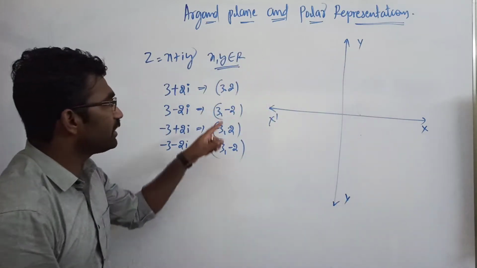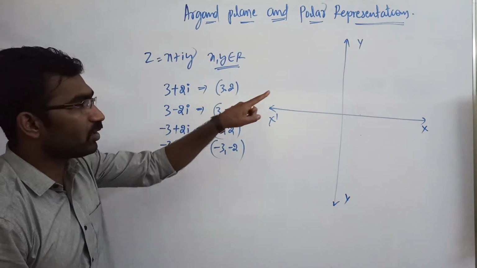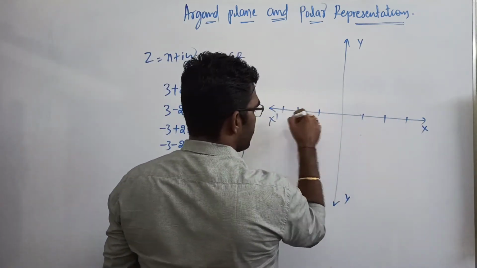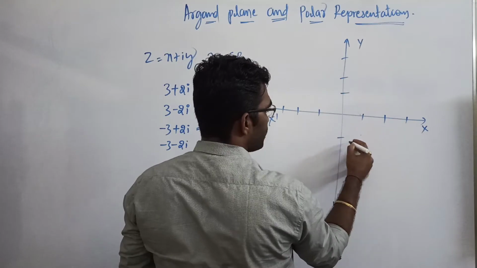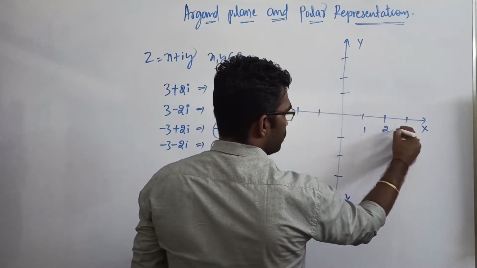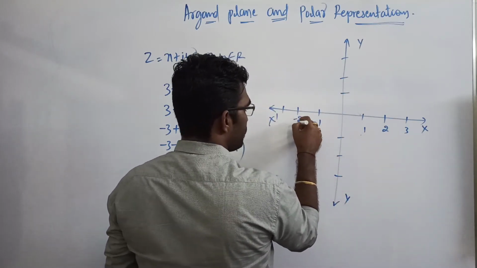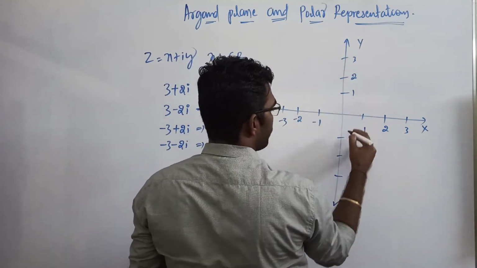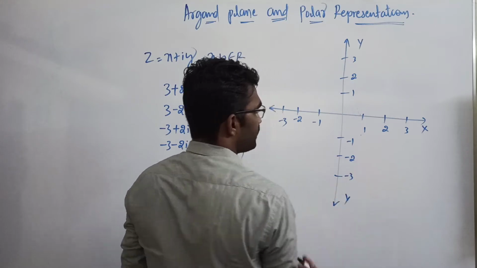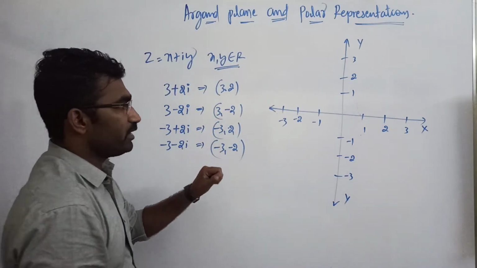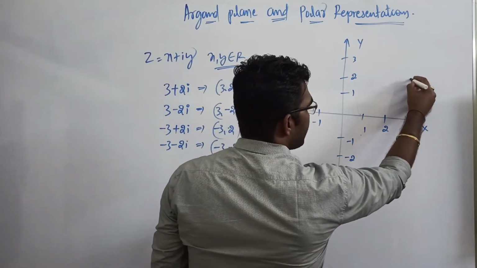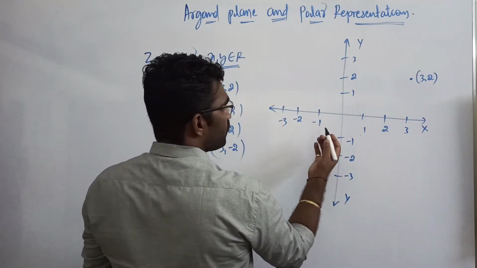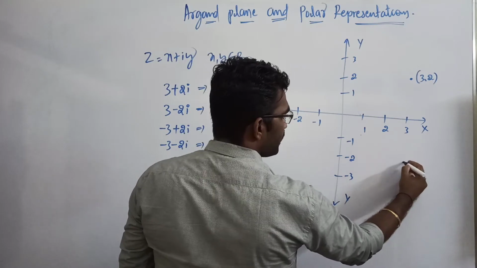If I represent these points or ordered pairs on the xy plane, here 1, 2, 3, minus 1, minus 2, minus 3 on each axis. If I represent this point, 3 comma 2 lies in the first quadrant. So 3 comma minus 2, where does it lie? 3 comma minus 2 will lie in the fourth quadrant.